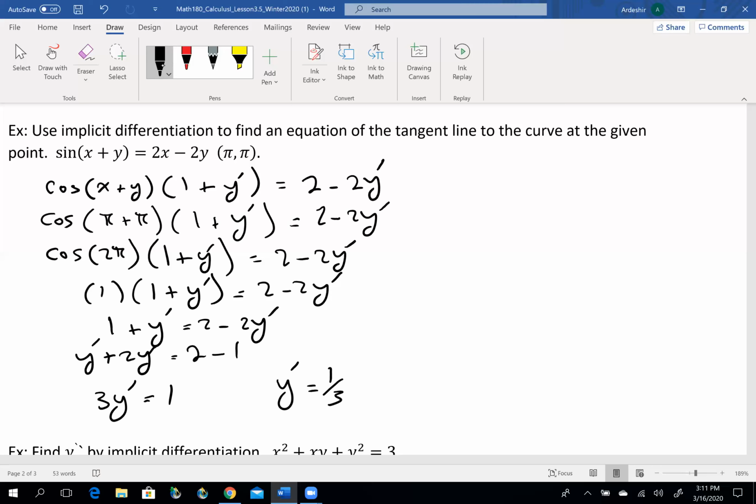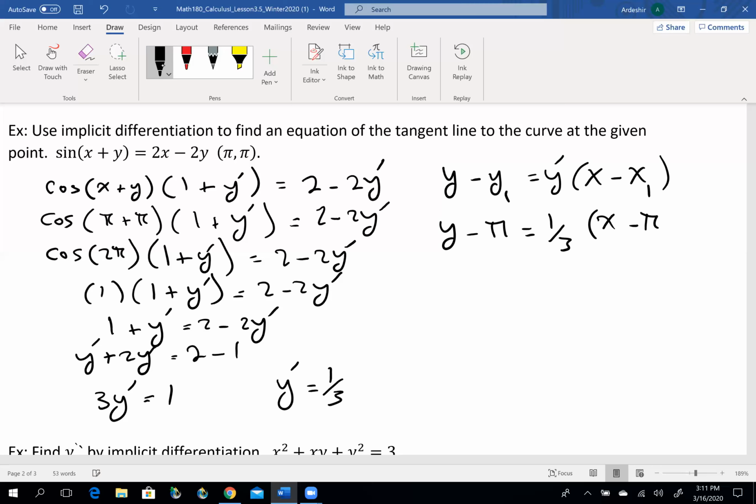Now I'm going to use the point slope form to find the equation of a tangent line. So it's going to be y minus y1 equal to a slope, that is y prime, times x minus x1. So y minus y1 is pi equal to 1/3 times x minus pi. So now I'm going to simplify this. So I'm going to distribute 1/3. So it's going to be y minus pi equal to 1/3 x minus 1/3 pi.